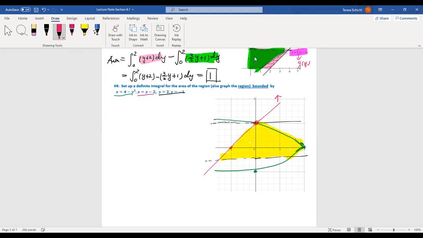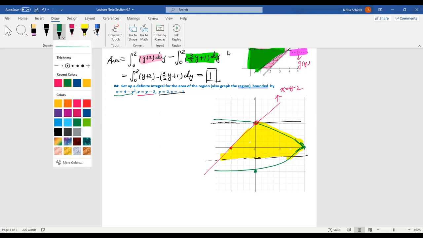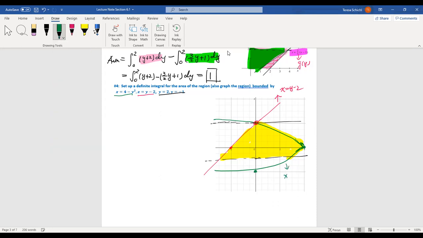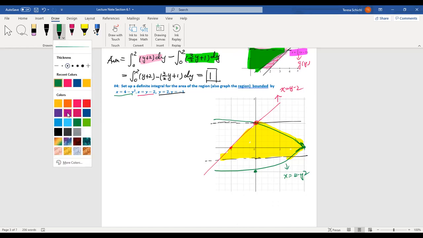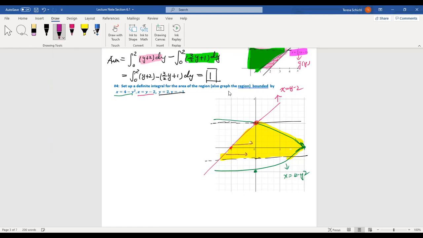This function here is x equals y minus 2, and this function here is x equals 4 minus y squared. So if you integrate by y, I'd like to draw to show you. If I integrate by y, that means I'm integrating in these directions, so by y.